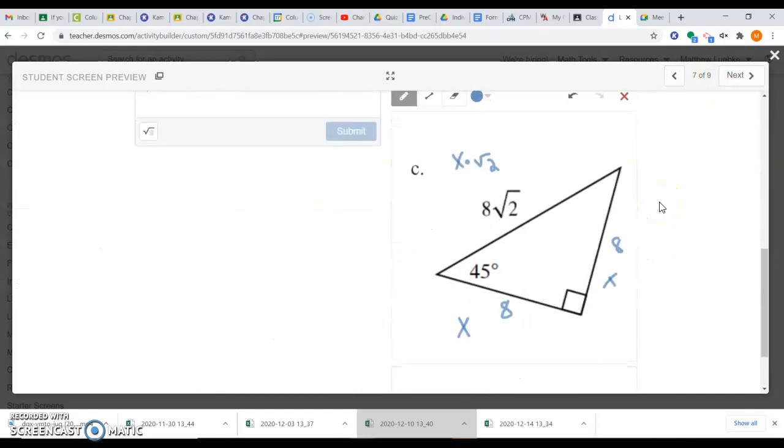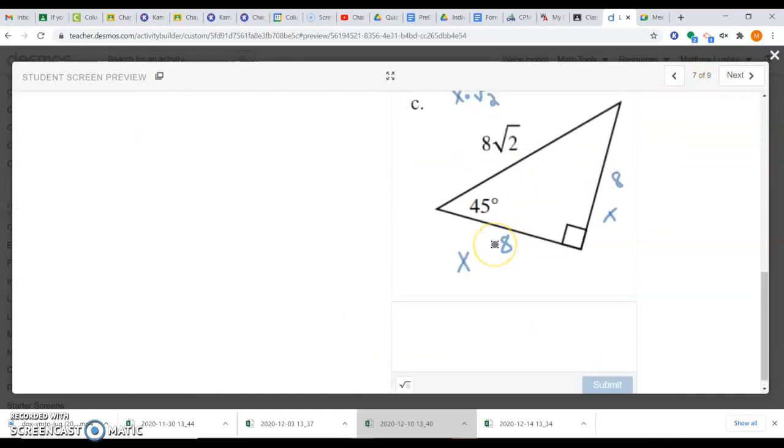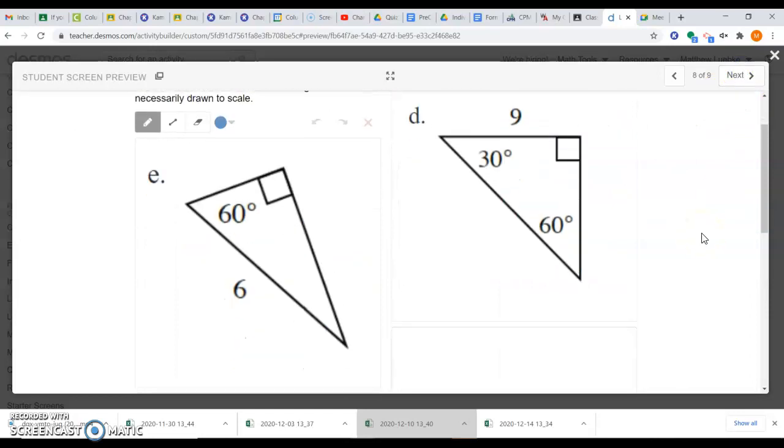The other way you could see it is, you know that the leg of a 45, 45, 90 has to multiply by square root of 2 to get your hypotenuse. And 8 times the square root of 2 does give you your hypotenuse. Other way to see this one is, to go from hypotenuse to leg, you could divide by the square root of 2, just performing the opposite operation to it. Okay, we'll keep going here.